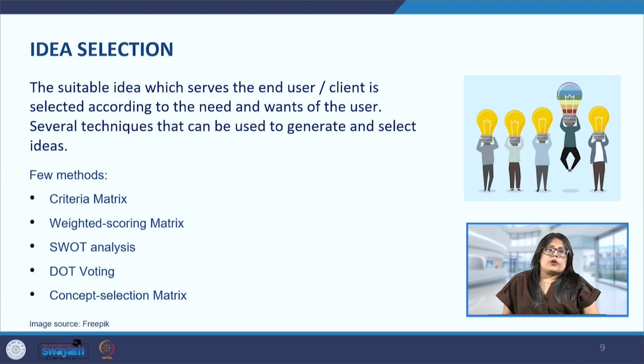working on. So now when we reach the idea selection stage, this is where we will be seeing that the idea is doing justice to the problem that is at hand. It is serving the end user or the client's needs, and then we will be accordingly selecting the particular idea. So there are several techniques that can be used to generate and select the idea. So we can see some of these here.